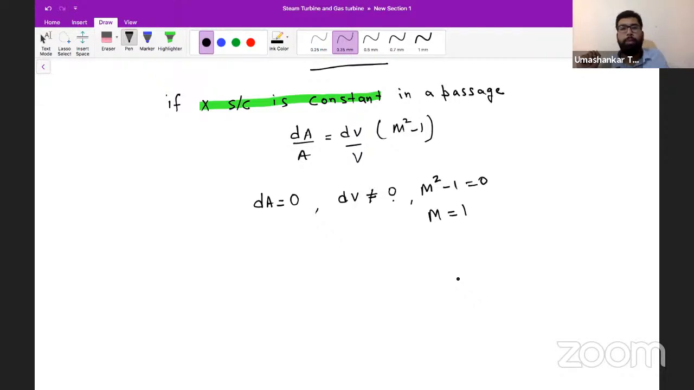Madhusmita, are you able to understand this point or not? Madhusmita Roy. Yes or no? Are you able to understand this point or not?